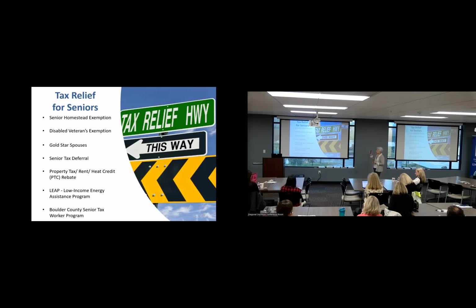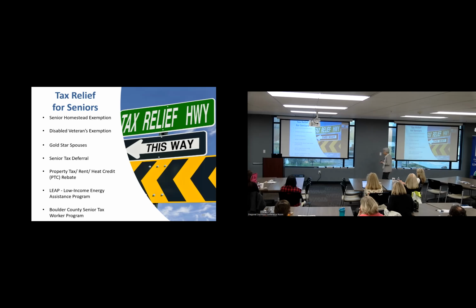The disabled veterans exemption and the Gold Star spouses. Gold Star spouse was new as of last year. These are actually currently managed by the Veterans Administration. You apply to them, they look at you, you need to be 100% disabled through a service-related injury. You have to be honorably discharged, and there's some ownership, length of ownership requirements as well. And their deadline is a little earlier, it's July 1st. But again, they need to contact the Veterans Administration for that.